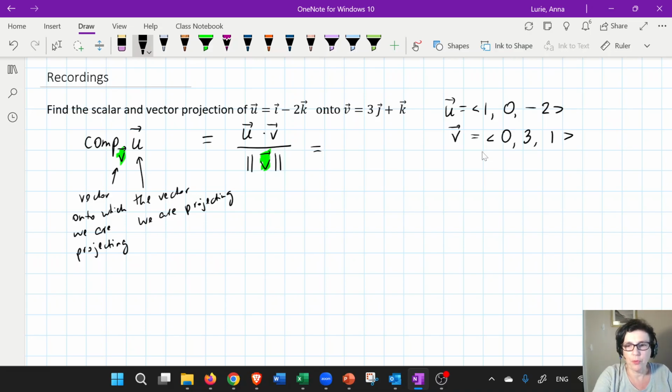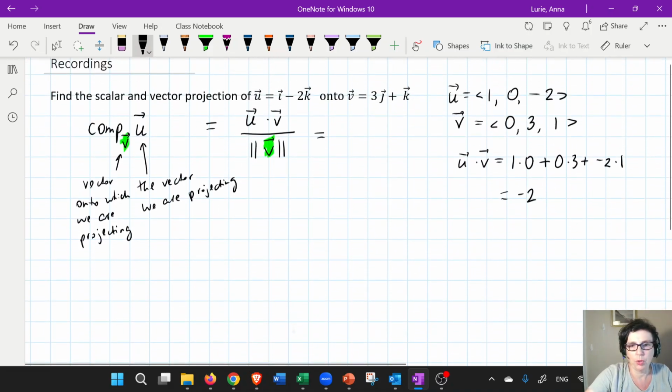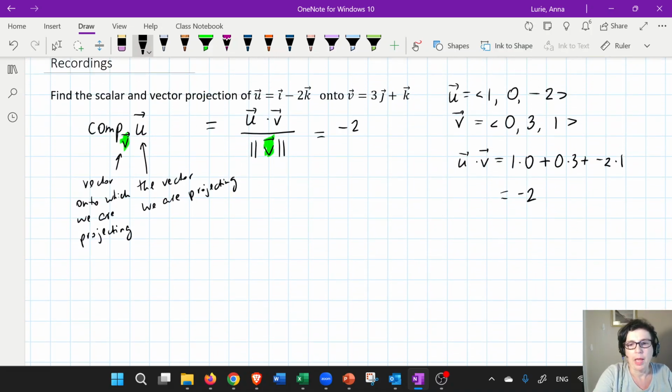Okay, so for the numerator, I'm going to have the dot product. Remember, the dot product is a number, and you're just multiplying the corresponding components and adding up the results. And this is what I am doing right now. And the answer will just be -2. So -2 will go in the numerator. And then the magnitude of vector v will go in the denominator.